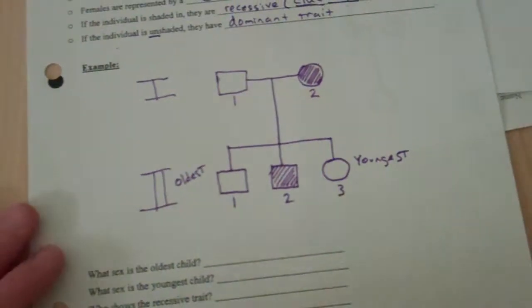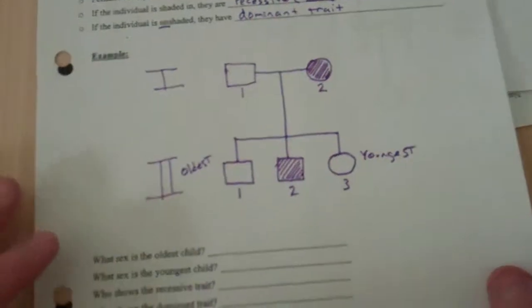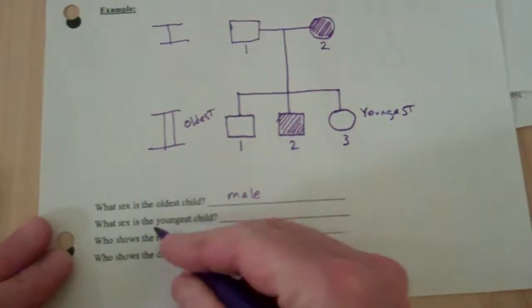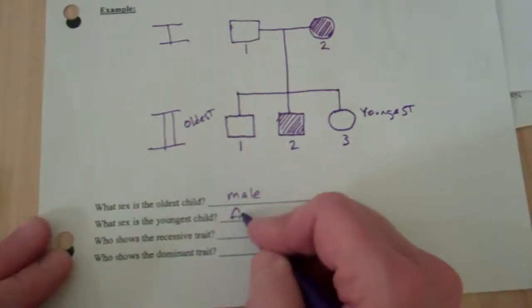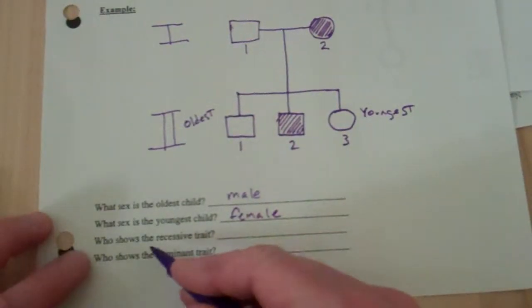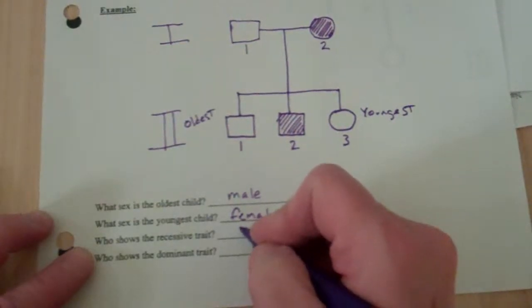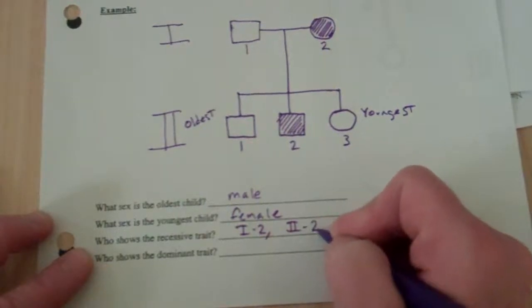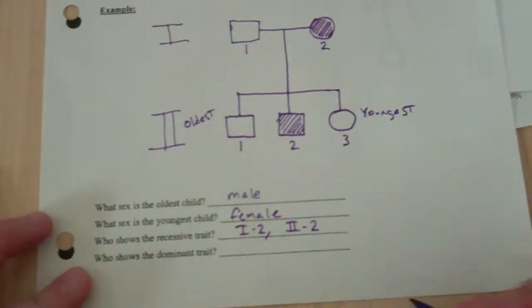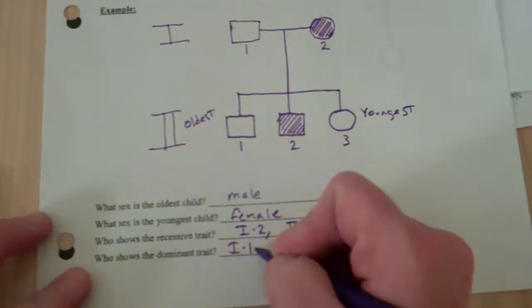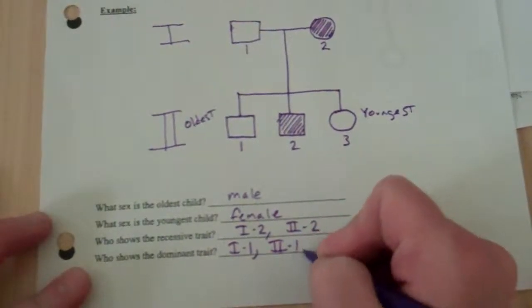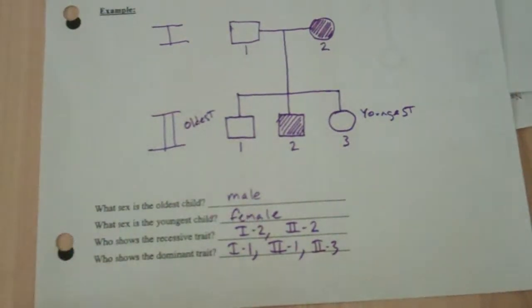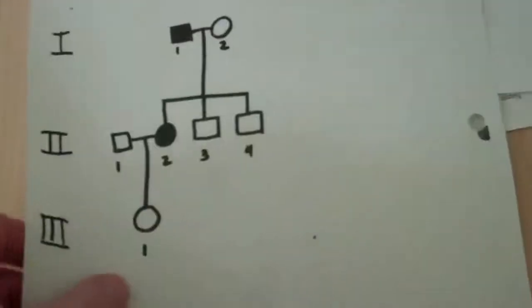We're not going to try to figure out the letters yet. What sex is the oldest child? That would be a male. Sex of the youngest child? That's female. Who shows the recessive trait? We would write it like this: 1-2 and 2-2. Who shows the dominant trait? 1-1, 2-1, and 2-3. All right, let's flip it over and have some fun with the back.